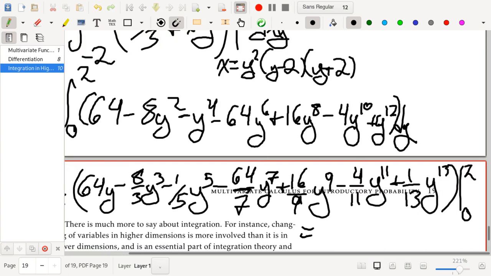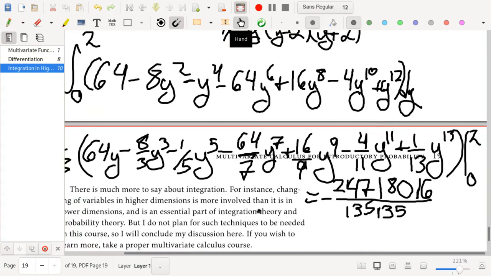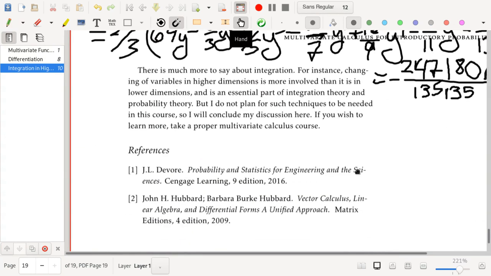And in the end, the number that you get is negative 24,718,1016 divided by 135,135. And we're going to leave it at that. I'm not going to say any more about that. You can get that yourself. It would probably be good practice.